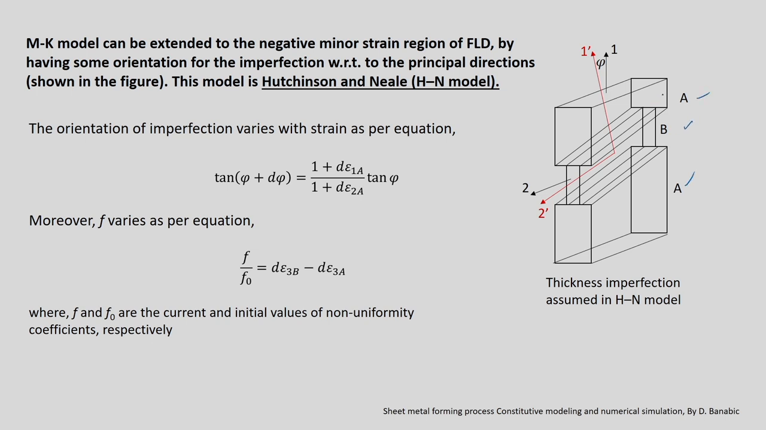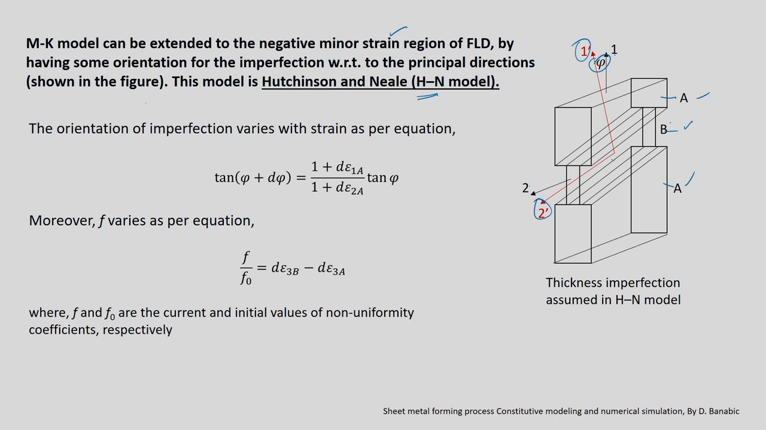I have just given a schematic here, the same A region, B region, this also A region, but you will see that the orientation of imperfection is at some angle, let us say phi, with respect to the principal directions 1 and 2. That is why I have created 1 dash and 2 dash. These 1 dash, 2 dash are actually local coordinates for this imperfection. The original coordinates are 1 and 2. So, this is what you are going to do on the left hand side. The MK model can be extended to the negative minor strain region of FLD, that means the left hand side, by having some orientation for the imperfection with respect to principal directions. This model is called the Hutchinson and Neal model, in short the HN model. It is the MK model, but modified for the left hand side.